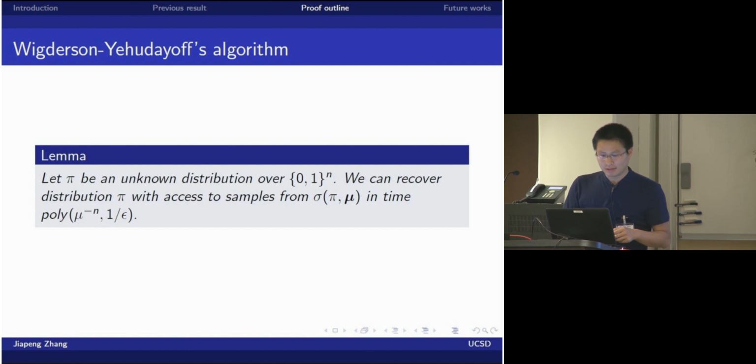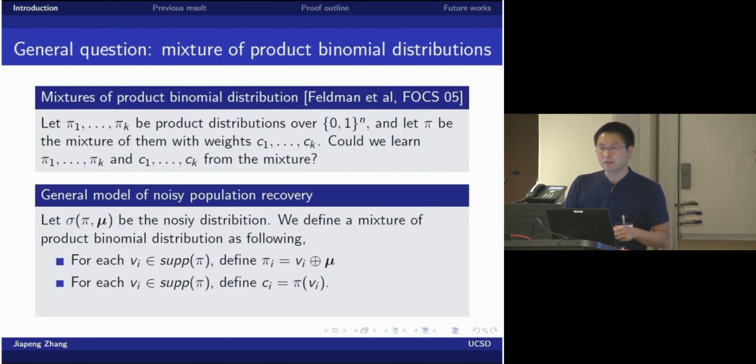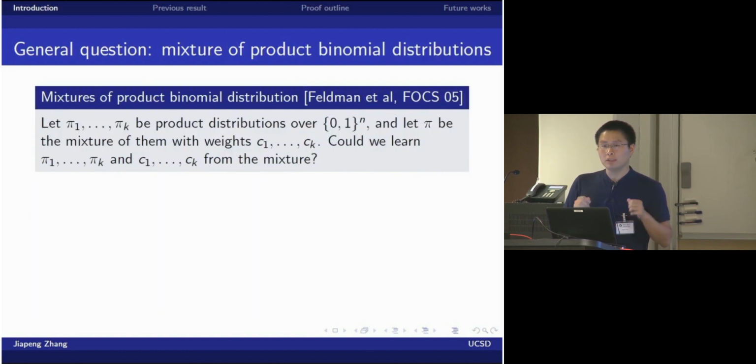And does it depend on any parameters of the noise distribution mu? We assume that mu is upper bounded by a constant. Say we assume mu is a constant. Okay. Yeah.